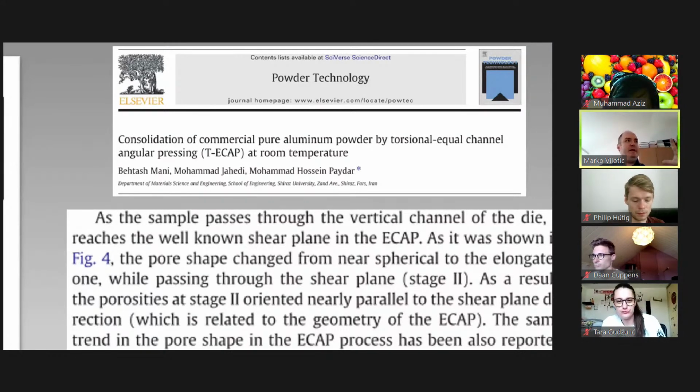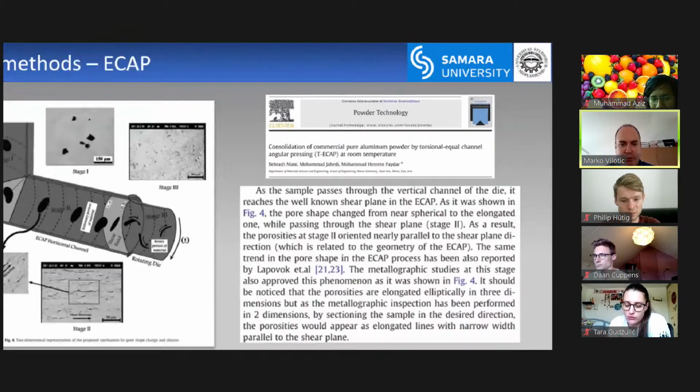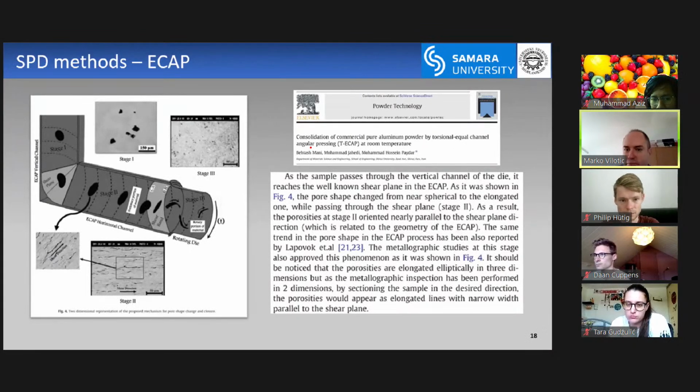Another thing is that SPD is not only used for metals that we get, like the ones you buy from a factory, you can also use it for powder. So you can get metallic powder and process it as well. So here's just one paper. You can read it later if you want.